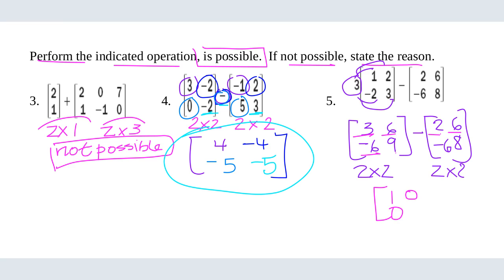Be careful on your signs. 9 minus 8 is 1. Oh, that's the identity matrix. Interesting.